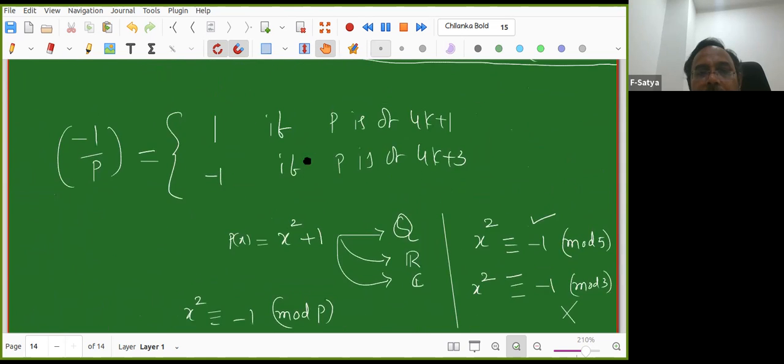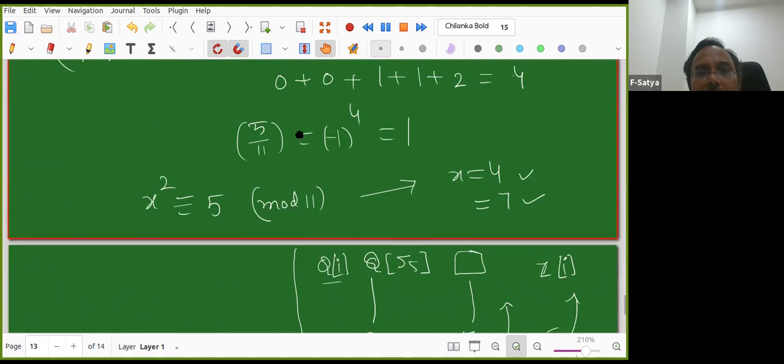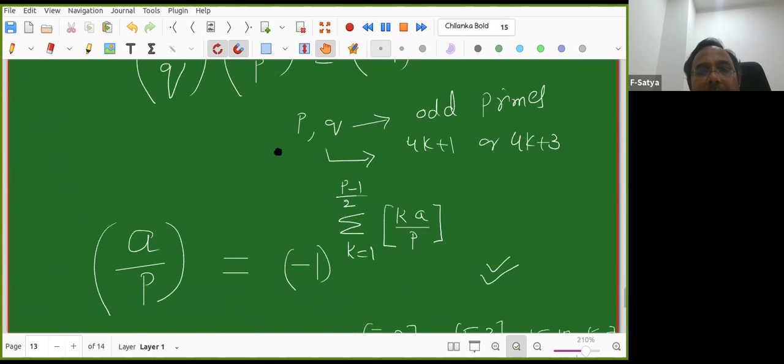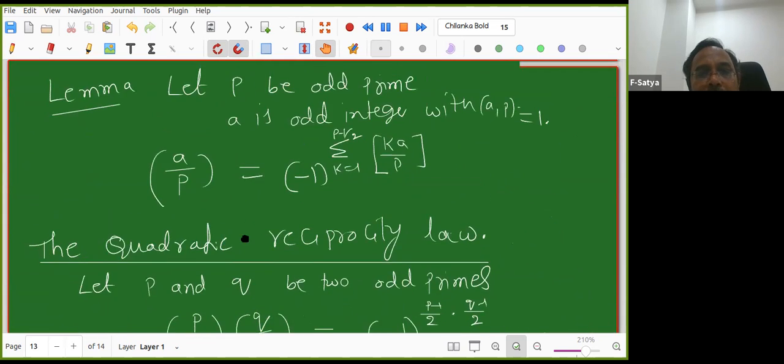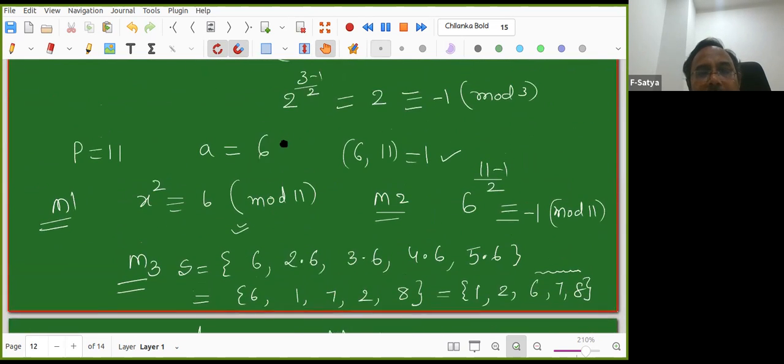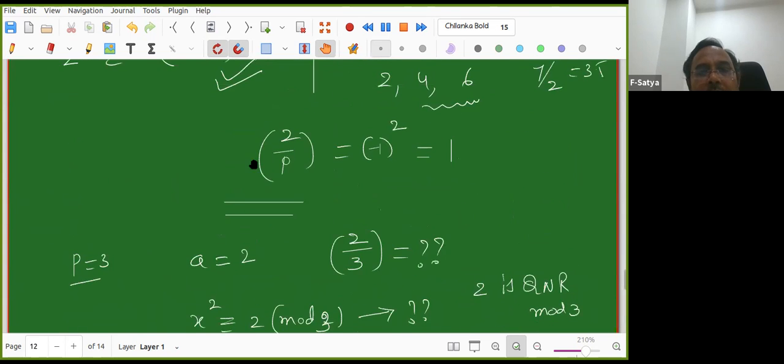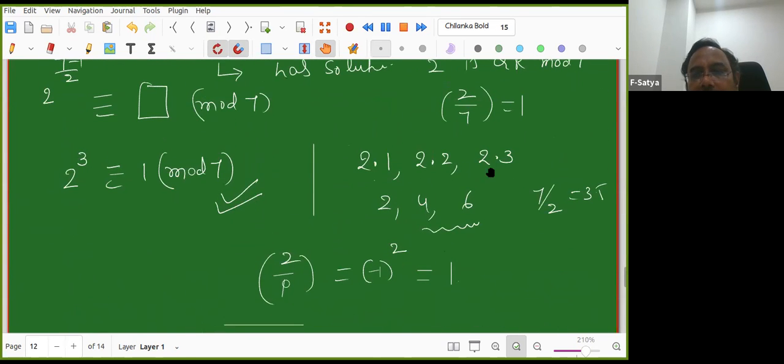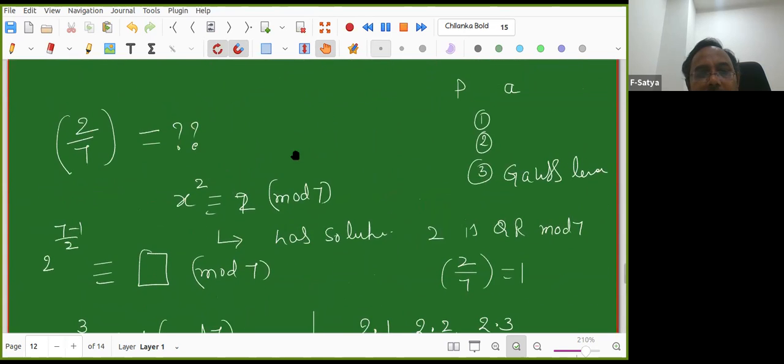But you see that Gauss lemma is appropriate here. Why? Why is Gauss lemma useful? Because in Gauss lemma we are multiplying. So we have done this here also. You will understand now.